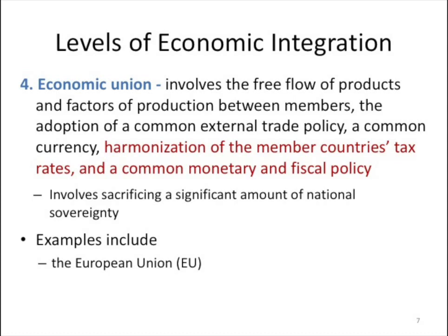All right, we're now moving up to an economic union. And now note the item in red, which is the addition to the common market. Here we have harmonization of member countries' tax rates and common monetary and fiscal policy. A prime example of that is the European Union. The EU has the euro, which many of the members are part of, Britain being an exception. So they have common monetary policy and limits on what their fiscal policy can do.